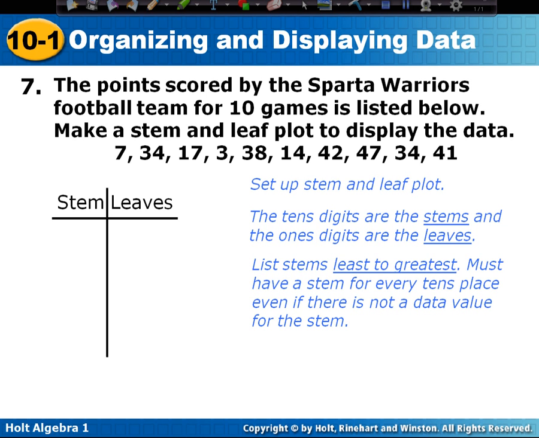Must have a stem for every tens place, even if there's not a data value for that stem. So my stems are going to be 0, 1, 2, 3, and 4, because here we have 7 and 3. We're going to put zeros for those. I have all these to go in here except for the 2, but again, I have to write the 2 even if there's no leaves to go in it because I don't want to leave a blank there. List leaves least to greatest, so make sure you put least to greatest in that blank right there.